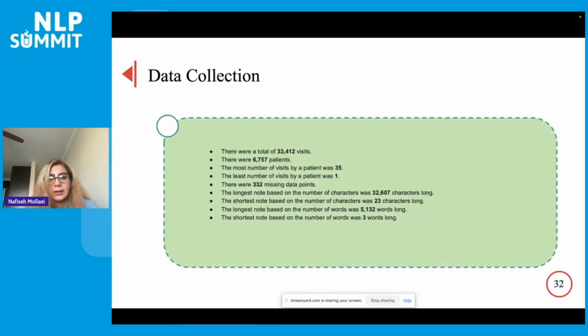In our project, we have 33,412 notes, and there were about 6,757 patients, and the most visits are 35. So the patients who regularly visit the physicians have 35 visits, and the fewest is 1, and we have about 332 missing data. This missing data was related to, for example, demographic data. We don't have any notes for each visit, and the longest note is around 32,607 characters, and the shortest is 23 characters, and the longest note is 5,132 words long. The shortest note is also just 3 words long.